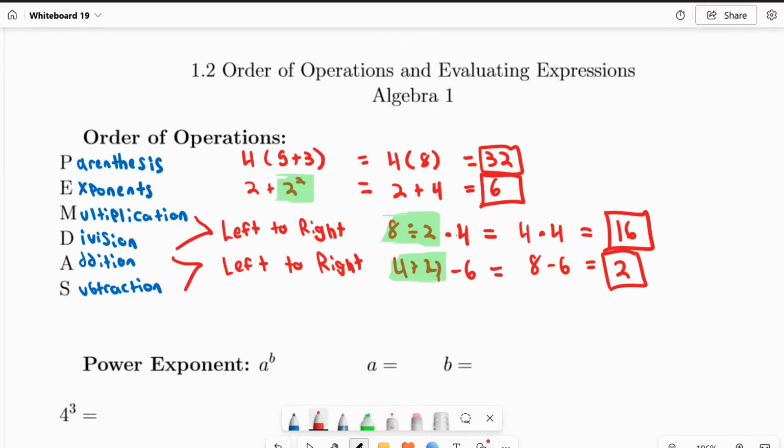So I know I went through that super quickly. You guys have all seen order of operations already. Just make sure that you take some time reviewing this and make sure that you have PEMDAS memorized. So we're next going to talk a little bit about exponents.